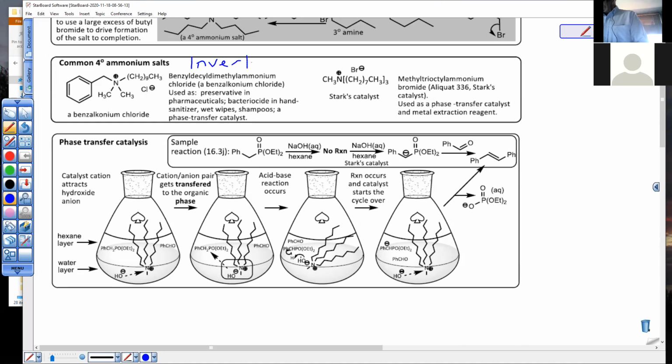salts. My pen's doing funny things on the screen. I don't know if you see it. We're getting shadows.